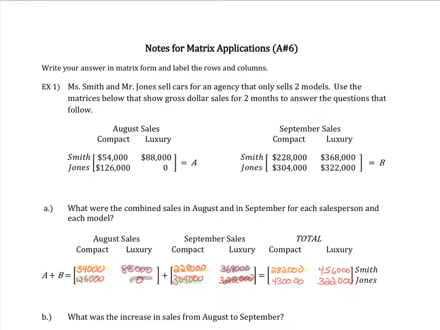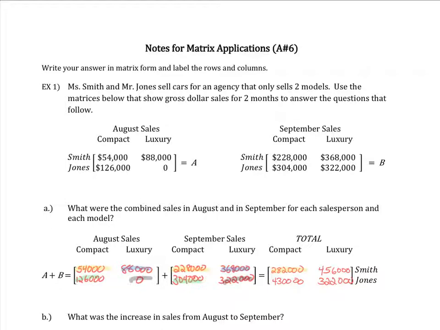All right, let's see. The increase. So for part B, it's down here at the bottom of your screen right now. I'll move it up in a second. What was the increase in sales from August to September? What do you think that would look like?